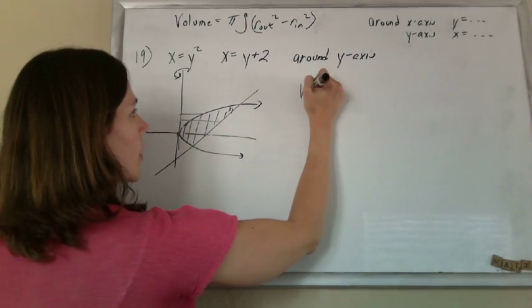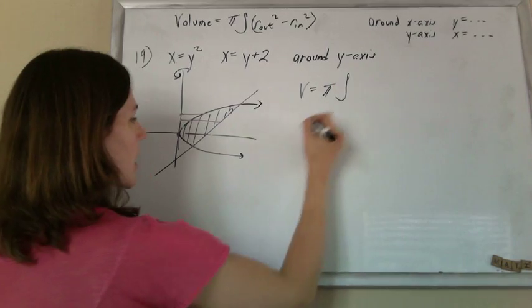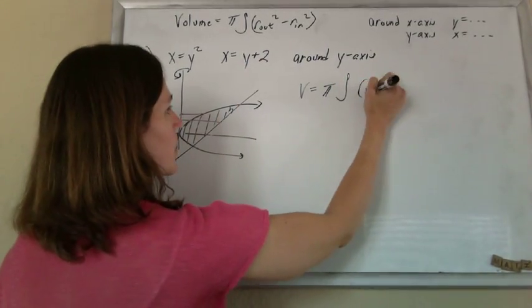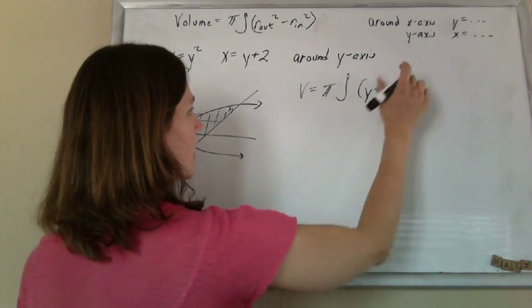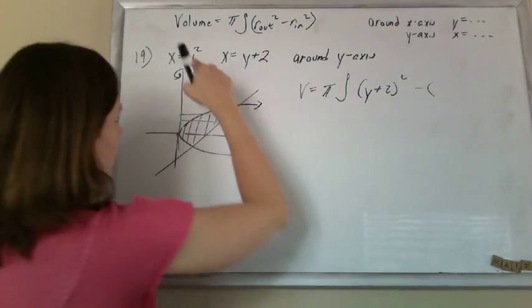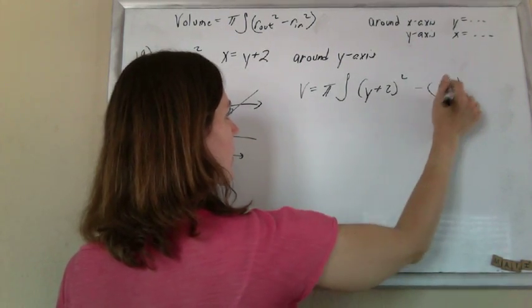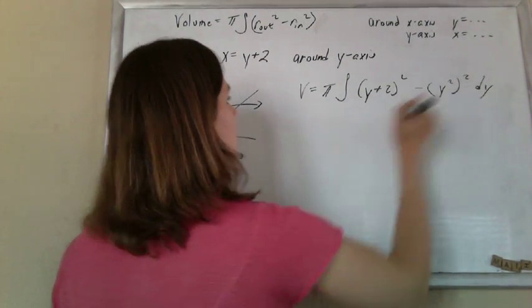is we're going to have our volume is going to be pi times the integral. The outer one is the line, so it's y plus 2, and then that radius squared. And then the inner one is the parabola, so y squared, so that radius squared dy.